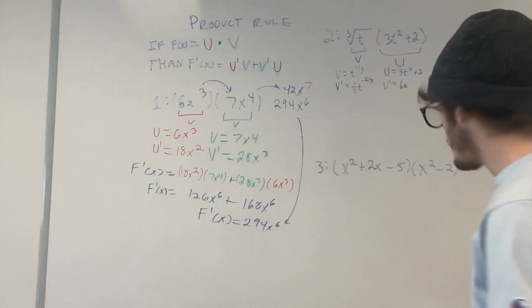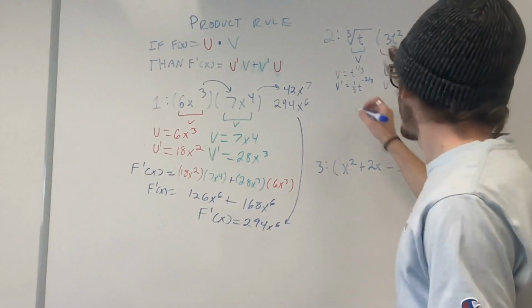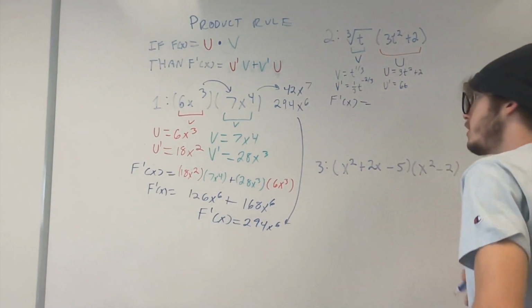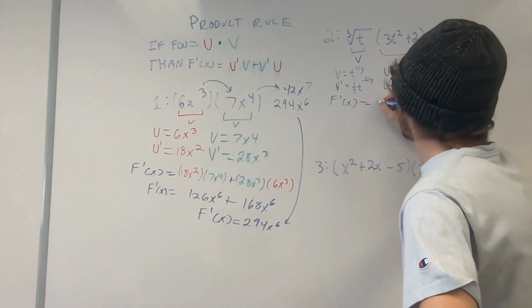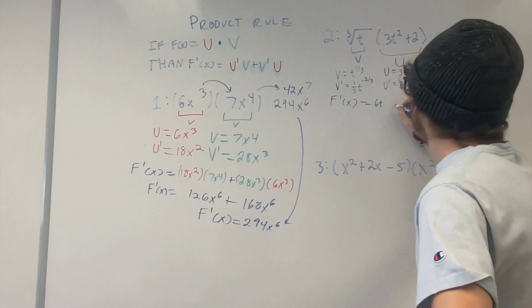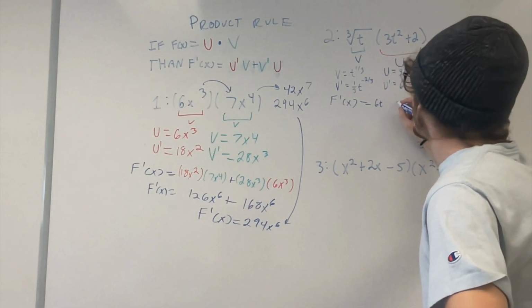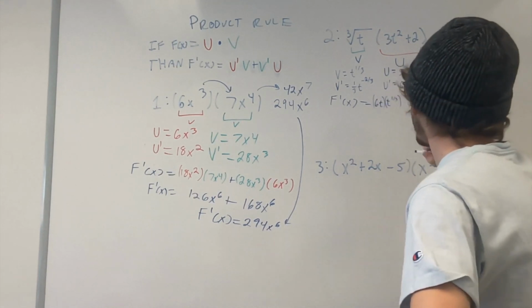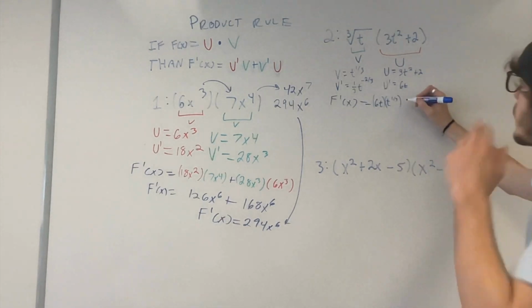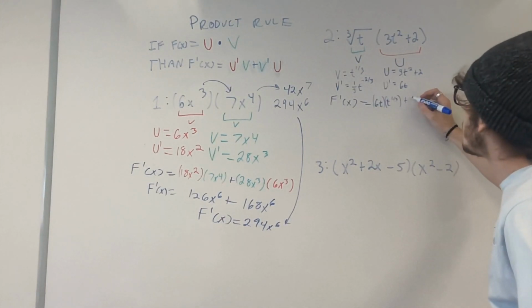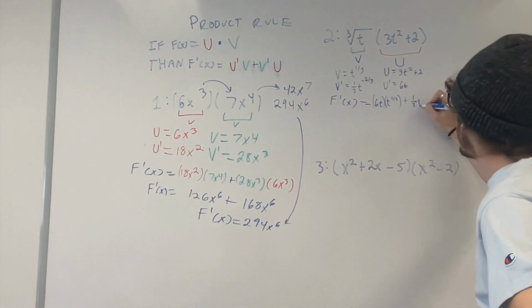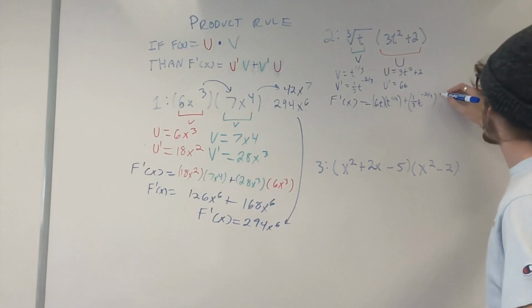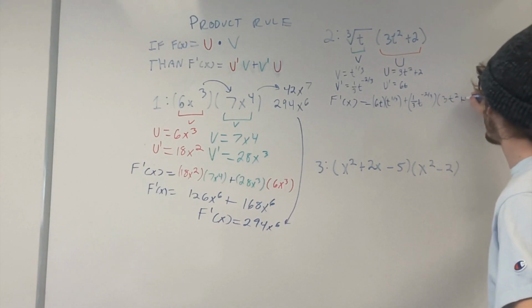Wow, this is quite a mouthful to be lecturing, but I do it because I love lecturing. F prime of x is equal to u prime times v. U prime is 6t, v is just t to the 1/3. We multiply those terms together, and then we're going to add that to v prime, which is 1/3 t to the negative 2/3, right? And then we're multiplying that by 3t squared plus 2.